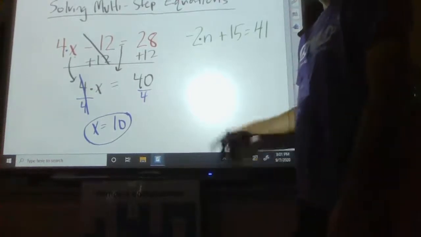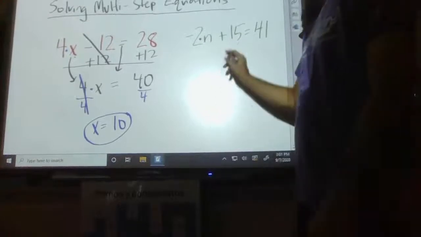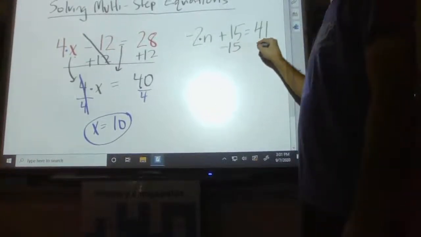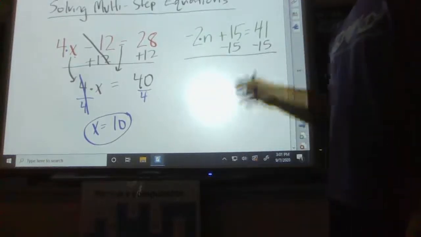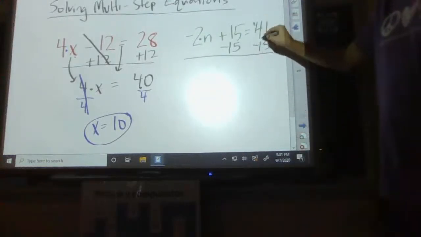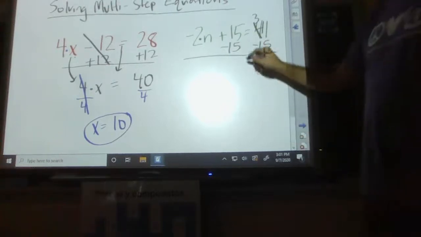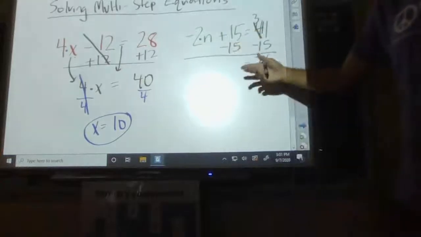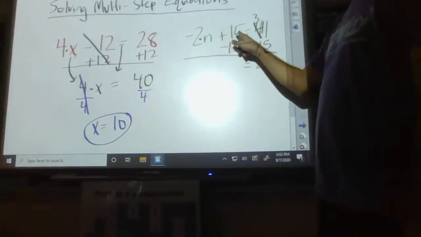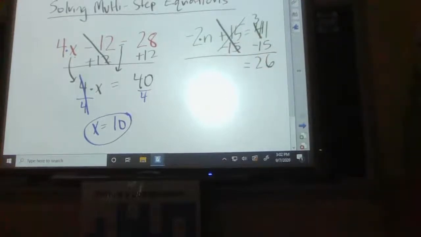Just get that out of the way. How can I undo adding 15? The inverse of adding 15 is subtracting 15. And so I'm going to do that on both sides. Over here, 41 minus 15. Oh my goodness. Carry 3, 6, 26. Equal sign, just drop it down. I do the arrow sometimes. If you don't like the arrow, you don't have to do it. Over here, positive 15 and negative 15, those are inverses. Those are opposites. They equal 0.